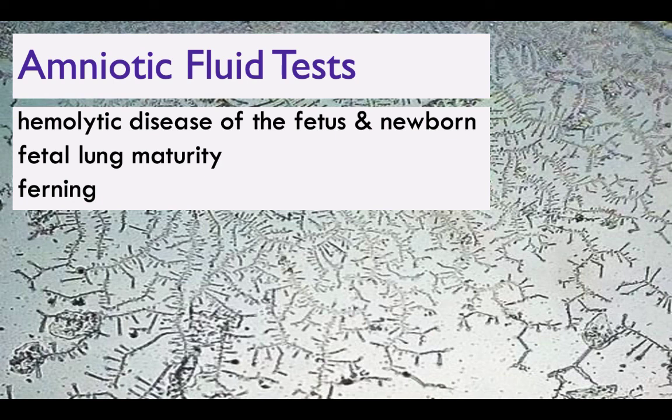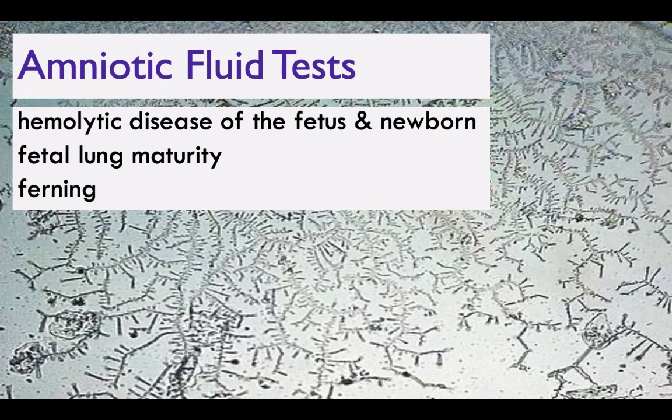Fetal lung maturity. There's all sorts of tests that we can do to see if baby's lungs are ready to come out into the world. The lungs are one of the last things to develop. And in premature infants, it's the thing that gives them the most trouble if they are born early, because their lungs don't have the chemicals, the integrity, what they need to actually inflate and breathe. And they're put on little respirators, or ventilators, I should say, and it's really dangerous.